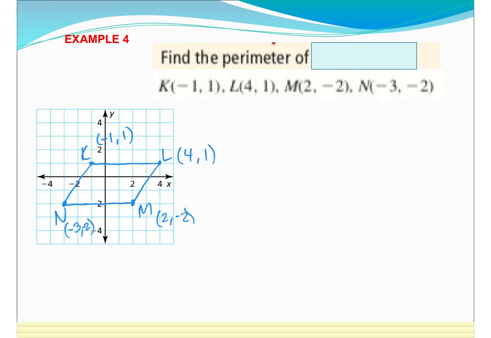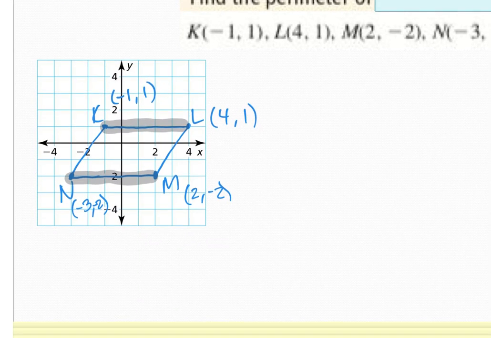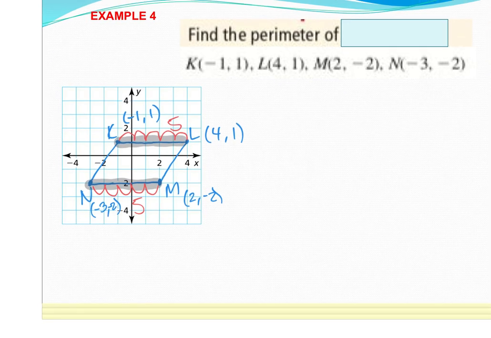Which 2 sides will be easy? Cody? KL and NM. Very good. Why are KL and NM going to be easy? It's straight, okay? You can count it. So, from N to M, how many units is it? 1, 2, 3, 4, 5. From K to L, how many units is it? 5, okay?